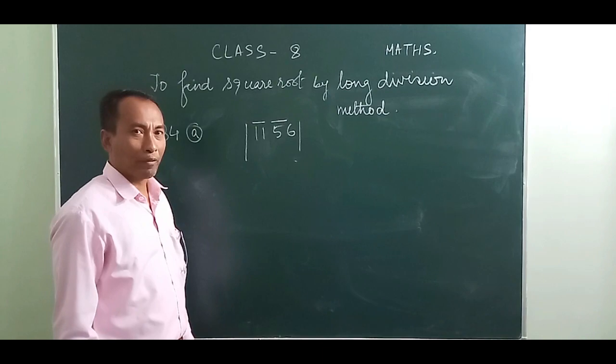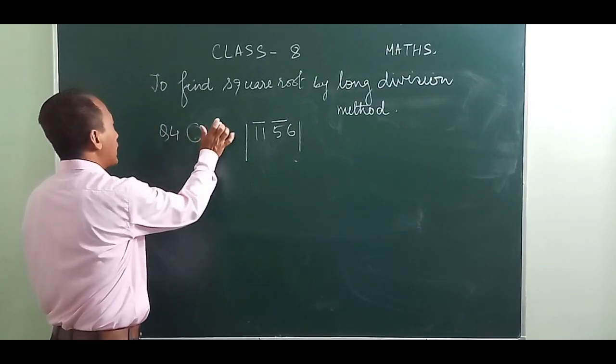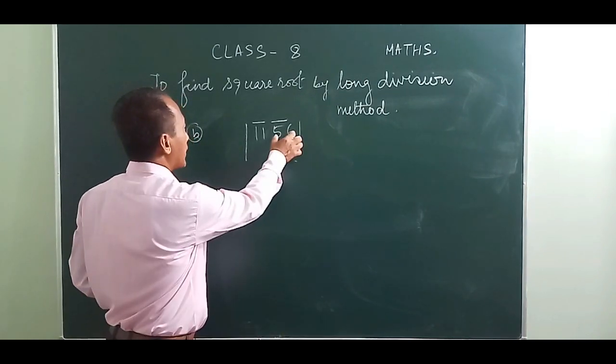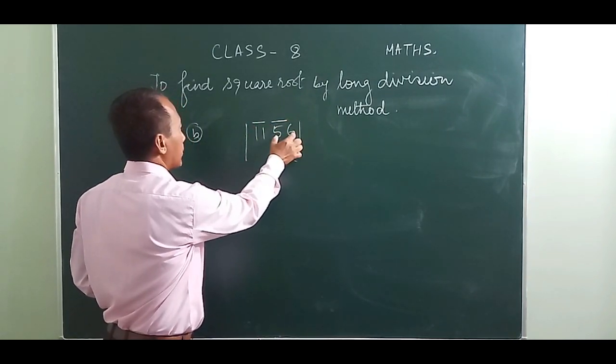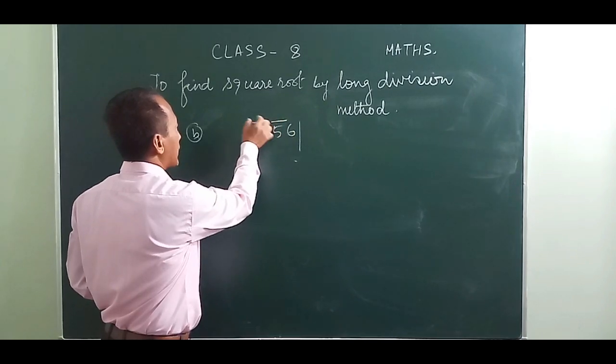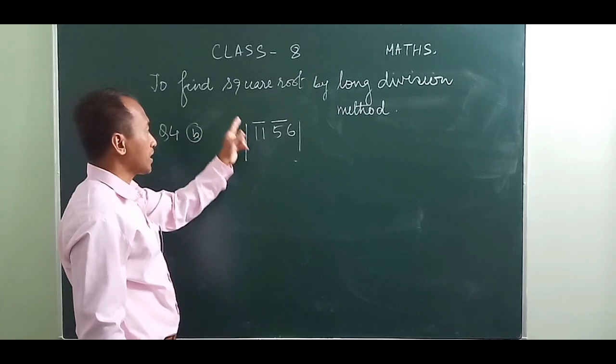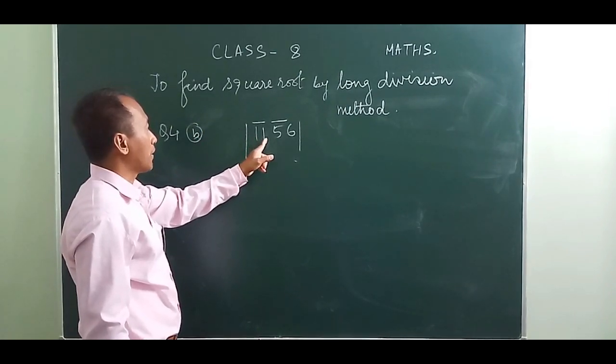Another example I'll take for you, question number 4b, that is 1156. You pair the number and take a bar. Here 11. Before it was a single digit, here it is 2 digits, 11.